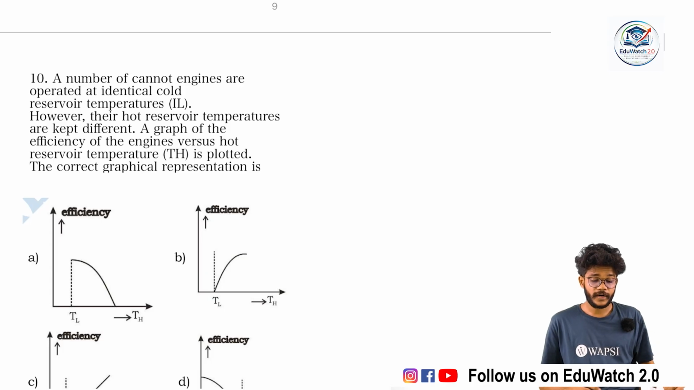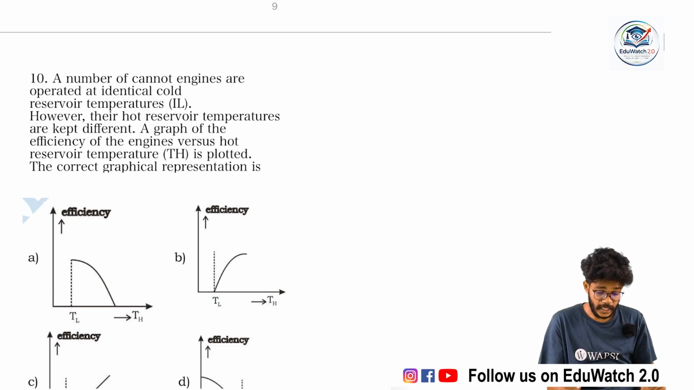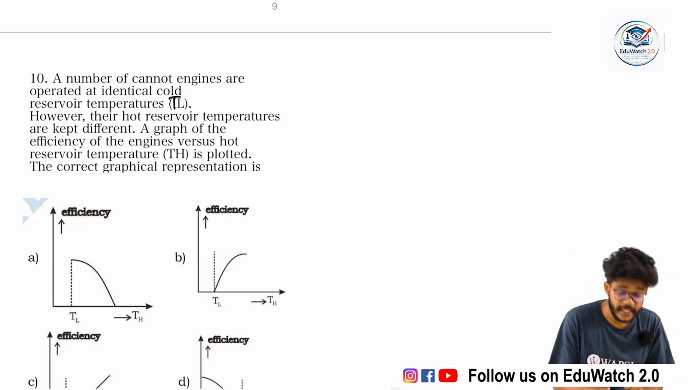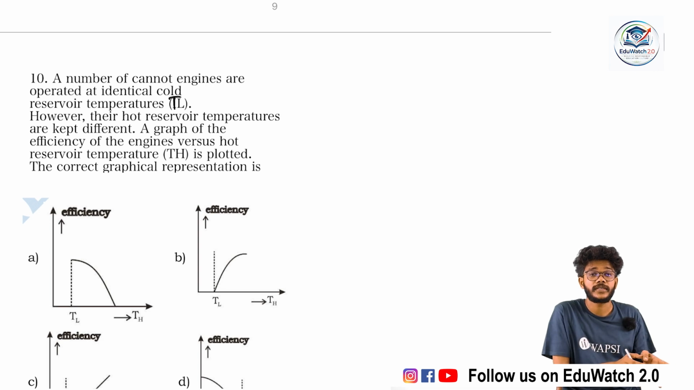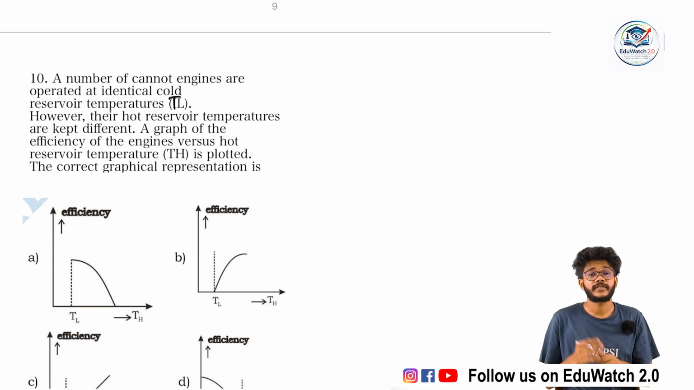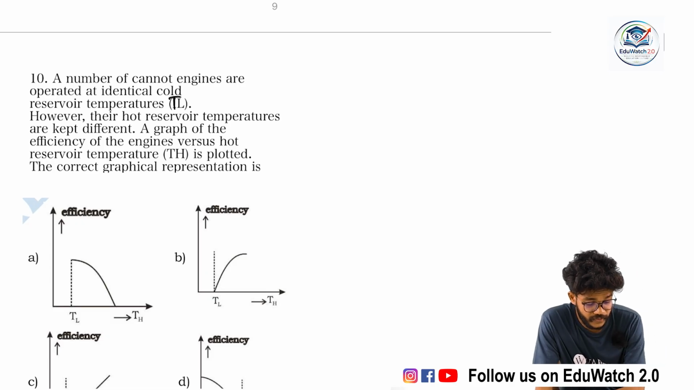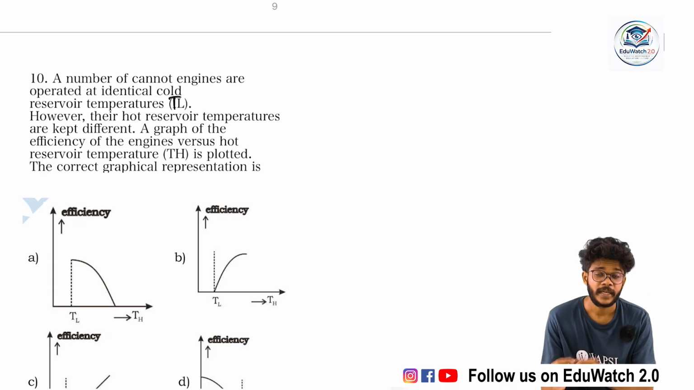10th, a number of Carnot engines are operated with identical cold reservoir temperature TL. TL is the temperature which is very low, that means the cold reservoir. However, their hot reservoir temperatures are kept different. The hot reservoir has a temperature higher than the cold reservoir. A graph of the efficiency of the engine versus hot reservoir temperature TH is plotted. When TH increases, what happens?